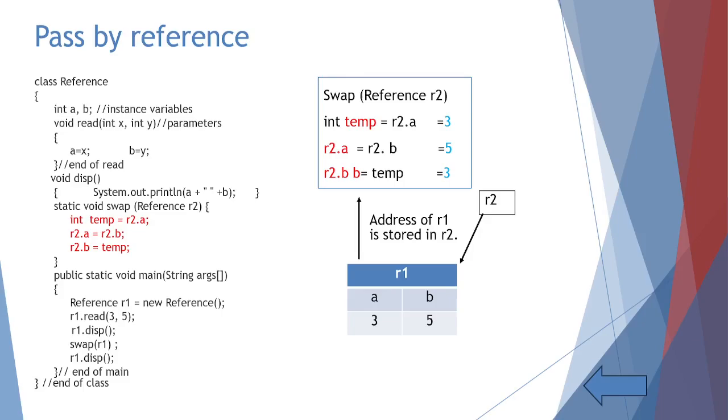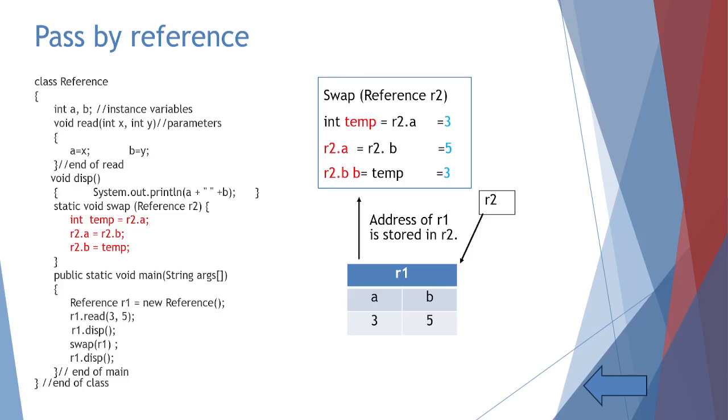Now R1 dot disp method. Control goes to the display method and prints A and B with a space. So 3 and 5 are displayed. Understand? Before calling swap, it will print 3 space 5. Now swap R1. Swap is a static method. It can be called directly without object. So in swap R1, we are sending an object as a parameter.